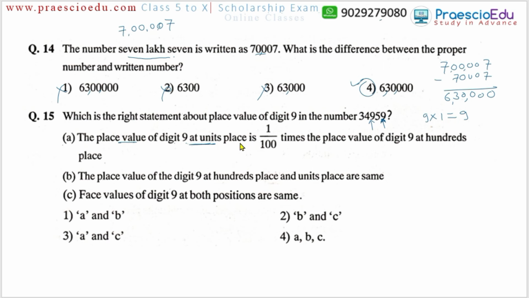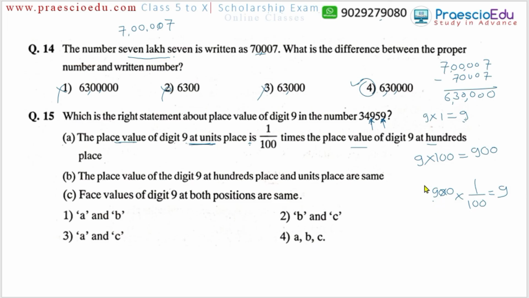This is 1 of hundreds times the place value of the digit 9 at the hundreds. The face value is 9, so 9 multiplied by the hundreds place, 100, is equal to 900. So this 9 at the units place, having place value 9, is 1 by 100th times the place value 900, since 900 multiplied by 1 by 100th is equal to 9.